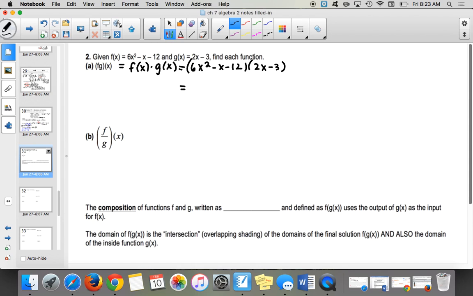So we just multiply it all out. So I'm going to get 6x squared times 2x is 12x cubed. 6x squared times negative 3 is negative 18x squared.